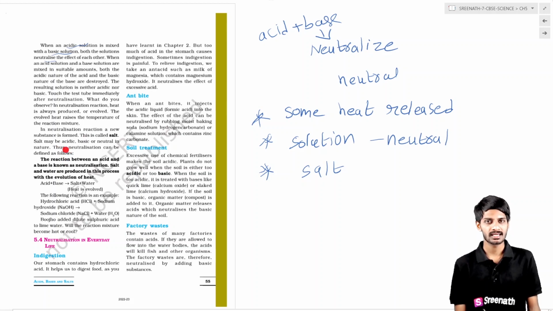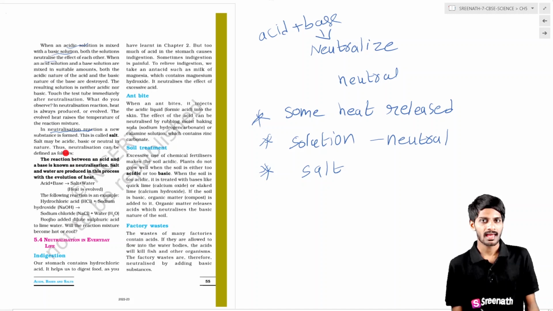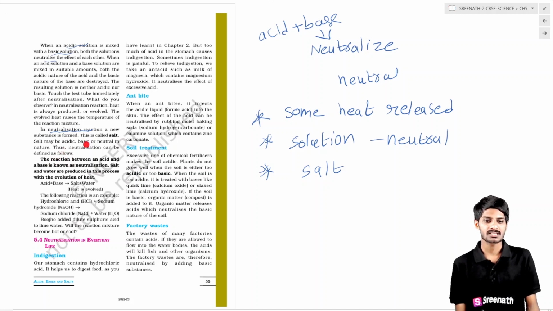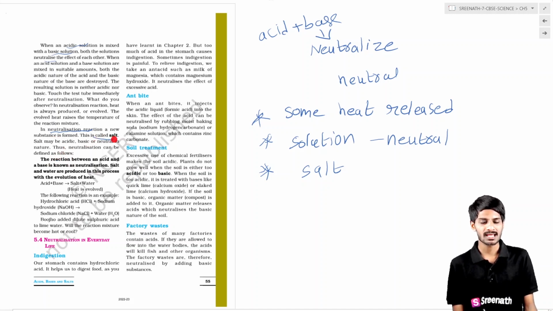So finally, in the neutralization reaction, whenever we add acid to a base, a new substance is formed, which is called salt. The reaction between an acid and a base is known as neutralization. Salt and water are produced in the process with the evolution of heat. Some heat is released, some salt is produced, and water is also produced in that reaction.